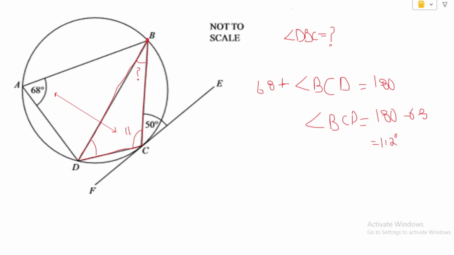Now we got this angle, which is 112. And as you know, in this triangle, we want to find this unknown, this third angle. For this one, we must know the rest of the two angles. So we do know one of the angles is 112. But what's this other angle, which is BDC? Now, look at this very carefully, here we're going to use the tangent circle theorem.